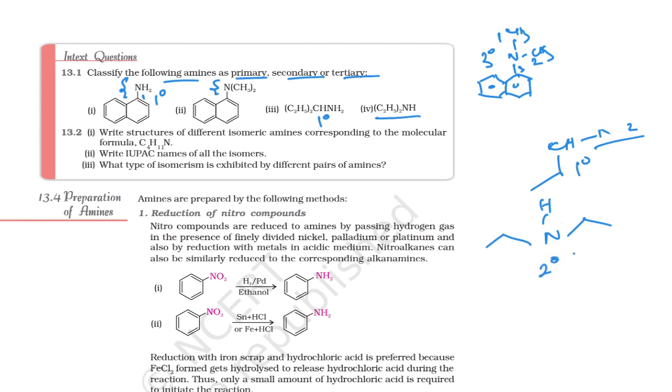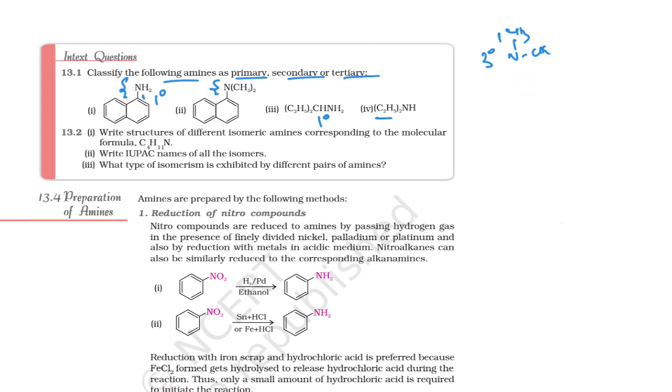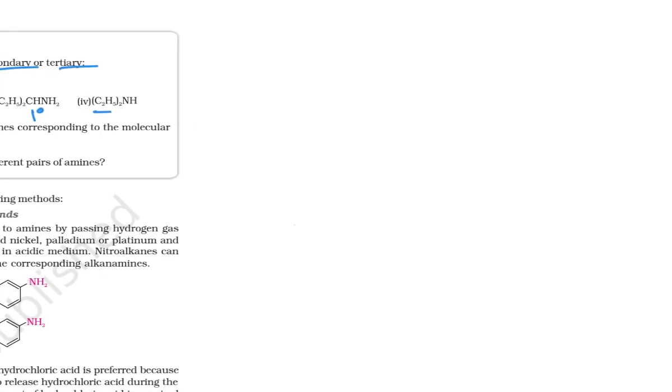Then one more question I will explain to you. Write the structures of the isomers. Okay, molecular formula is C4H11N. Look here, C4H11N. Okay, your first molecule is going to be your butanamine. Okay, butane 1 amine, right? So second compound going to be butane 2 amine.